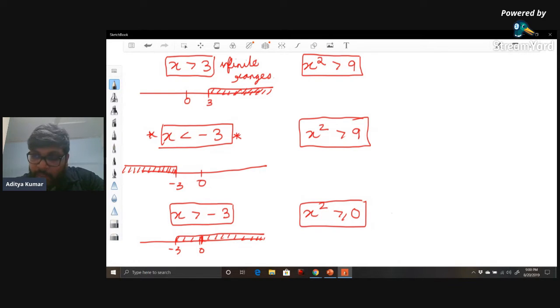So the takeaway is don't directly square inequalities, right? You'll have to picturize the range on the number line and then work with things. Okay with this, guys? So last example before I move to the next bit.